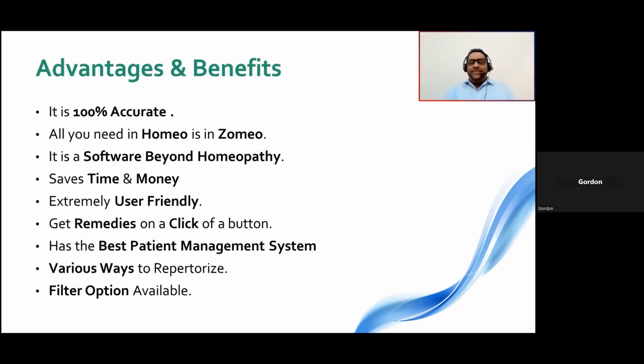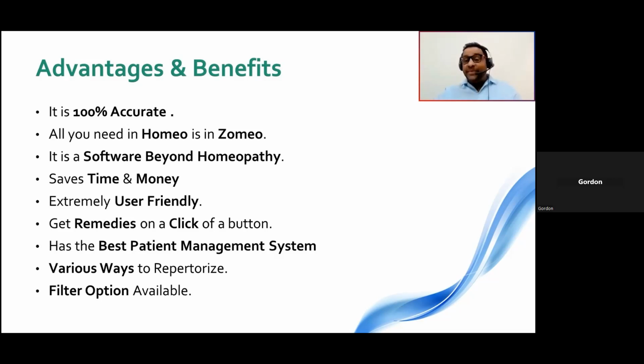Now, there's this wonderful phrase. We've been using it for donkey's years, I'd say. All that you need in homeo, which means in homeopathy, you get it in Zomeo. I call Zomeo a homeopathy buffet. I mean, you get everything that you need in homeopathy, all right? Now, it is a software beyond homeopathy. So it is not just a software which will help you to repertorize. No, not at all. It gives you beyond homeopathy.